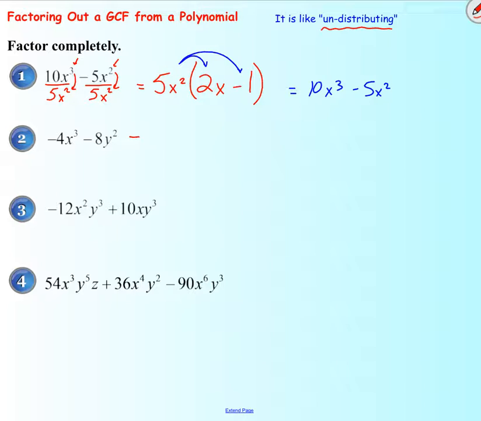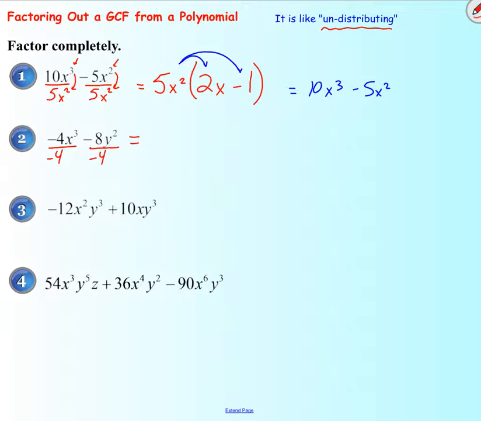So on the next one here, again, look at your coefficients, look at your variables. What can you factor or divide out? Notice both terms are negative. So that's a common factor. The negative will go as a common factor. You've got 4 and 8. You can divide both of those numbers by 4.